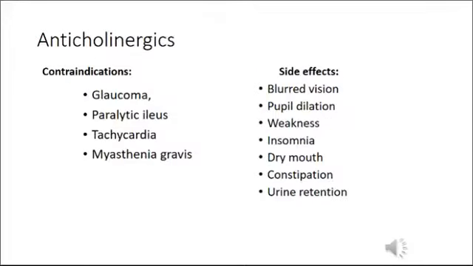Contraindications: glaucoma, paralytic illness, tachycardia, myasthenia gravis. Of course, you don't want to block any more on this myasthenia gravis. They already have the muscle weakness. And again, the side effects are going to be the opposite of the parasympathetic, look more like the sympathetic side.